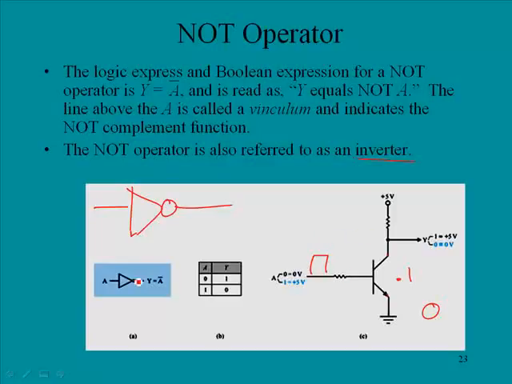Now if we came in with a low, which is effectively a 0, the emitter-base junction would not be turned on, the transistor would effectively be off, and the 5 volts here would be felt on the collector. So here you have the low in, but effectively you would have the 5 volts reflecting a high out. And this is the NOT operator.